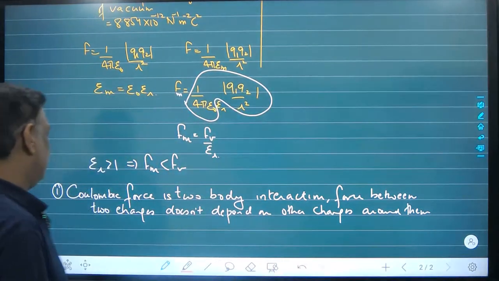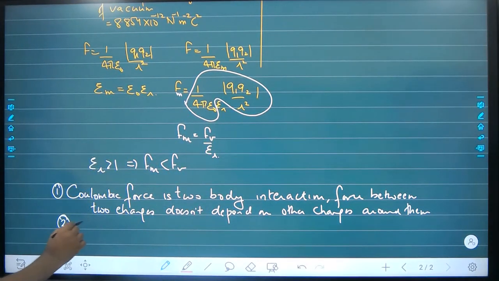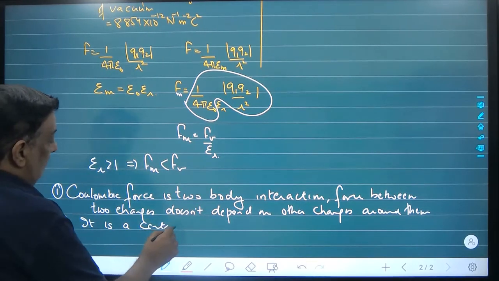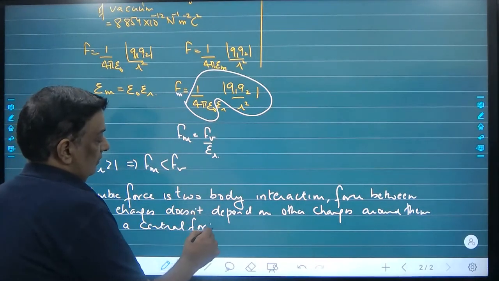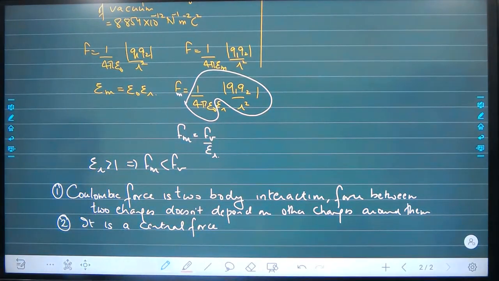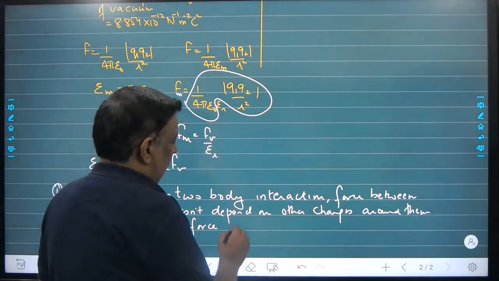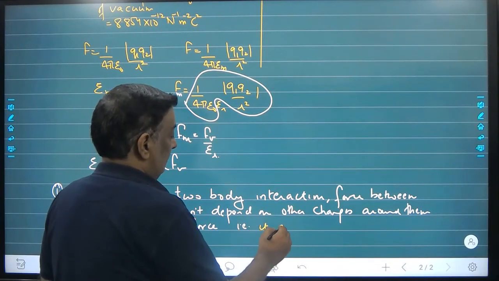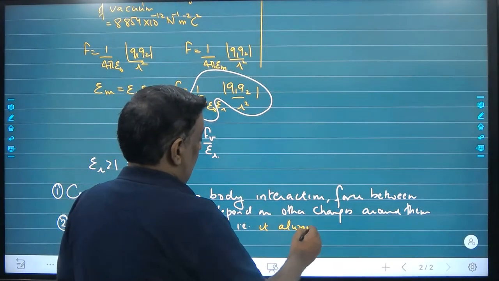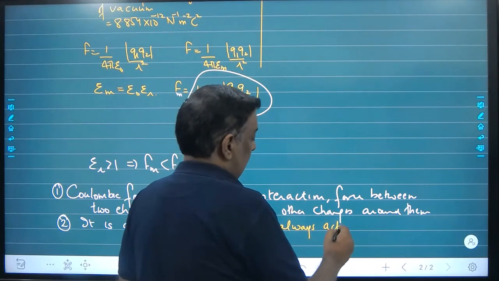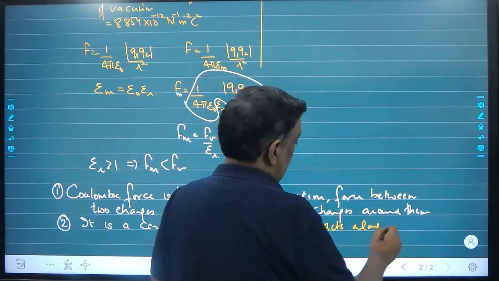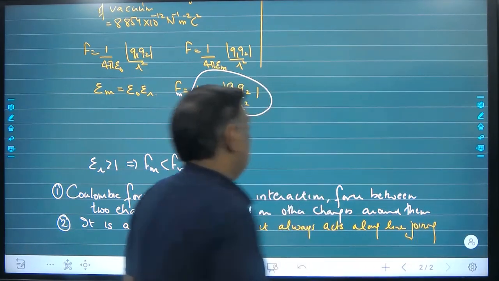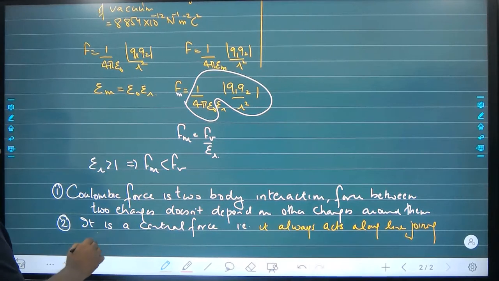Other important properties are, it's a central force. Means attraction or repulsion, it always acts along the line joining the two charges. It always acts along the line joining the two charges.